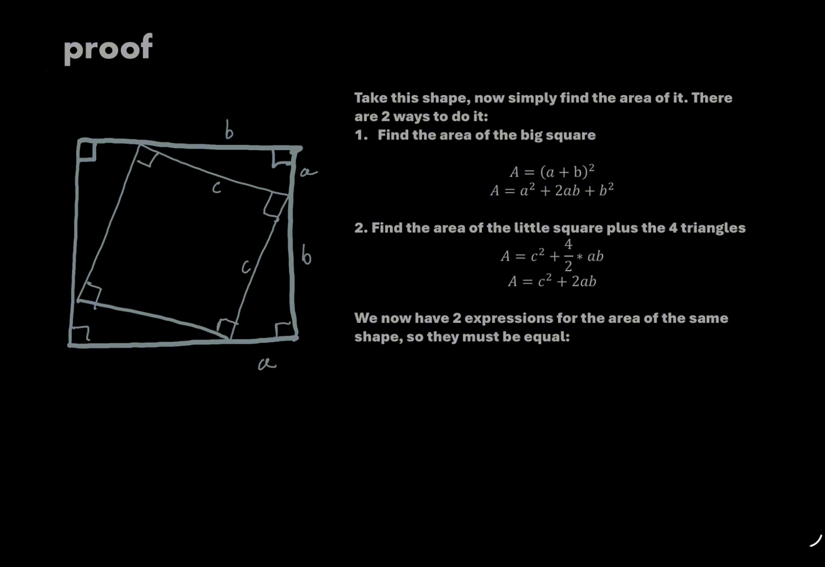As these are the area of the same shape, these 2 expressions must be equal. So if you put these equal to each other, you can see that 2ab appears on both sides. If you subtract that, you're left with a squared plus b squared equals c squared. Easy. And that's how Pythagoras proved it, and this is why we credit him with the discovery of Pythagoras' theorem.